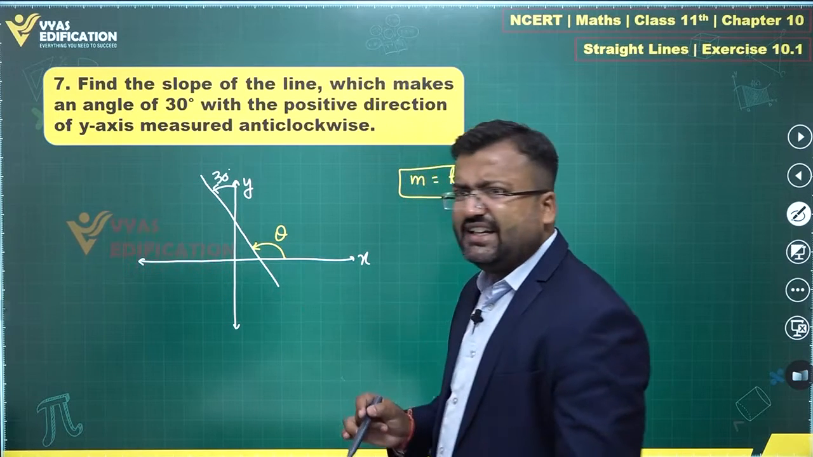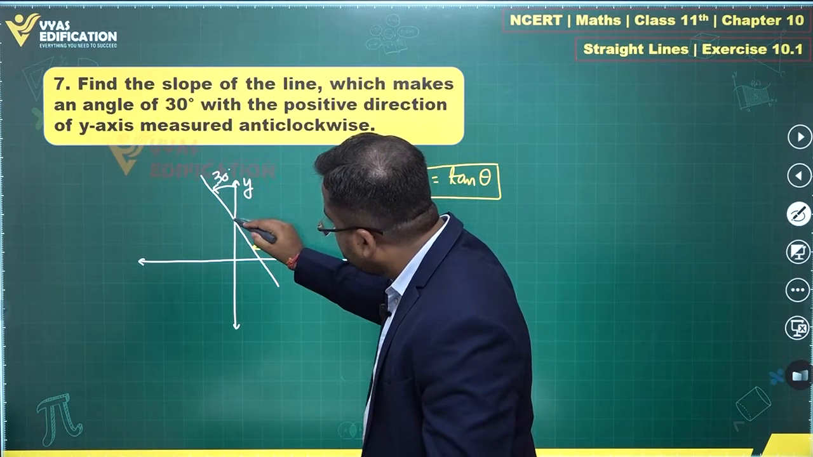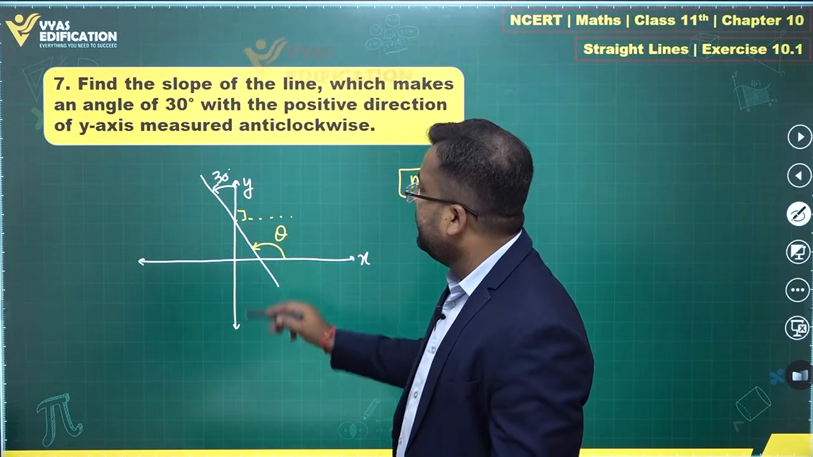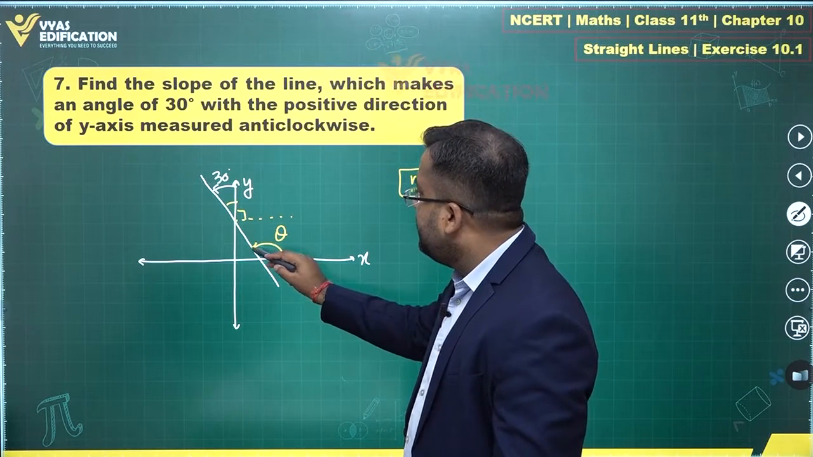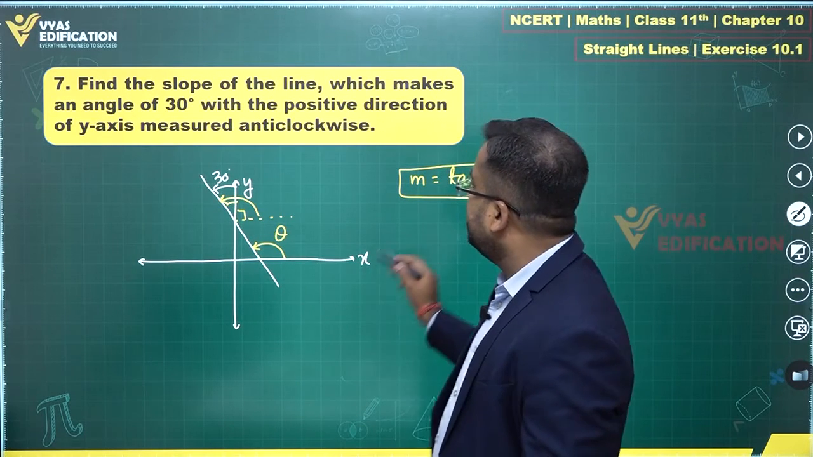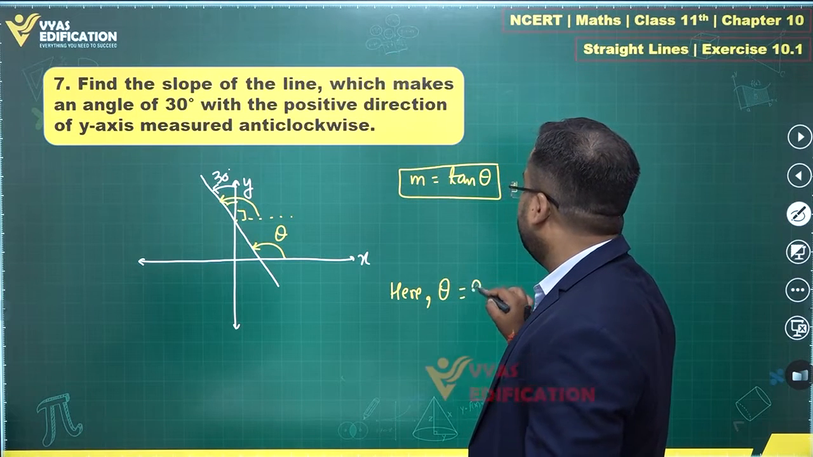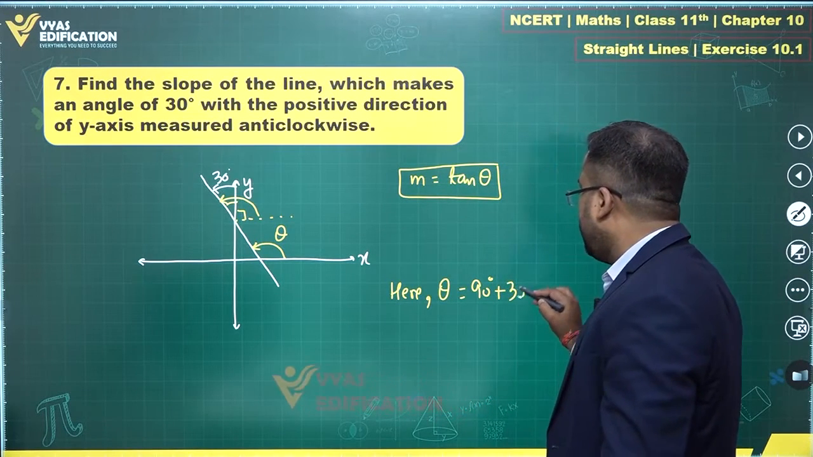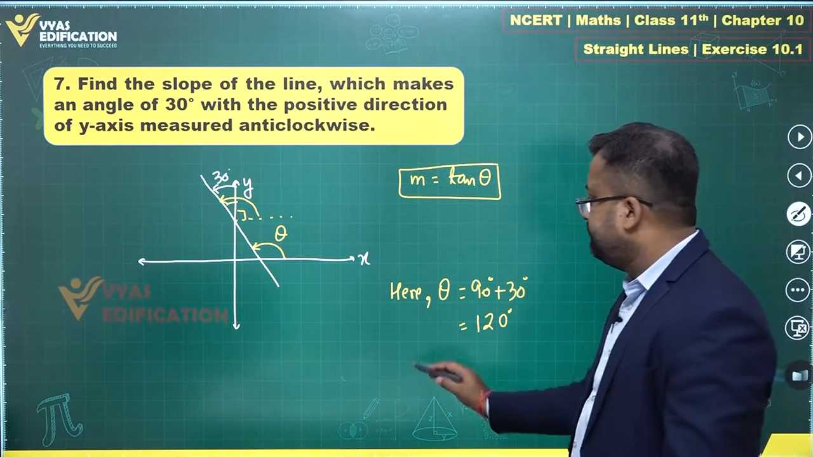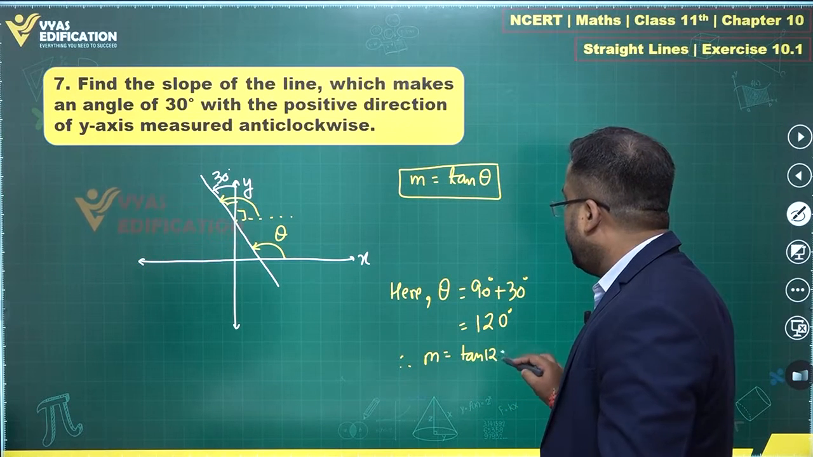Can you find this theta somehow? Yes. Observe that if you draw a line parallel to the x-axis at this level, you get this angle as 90 degrees. You already have this 30 degrees, and this total angle is nothing but theta. So theta is 90 degrees plus 30 degrees, and yes, it is 120 degrees. Therefore, M is equal to tan theta, which is tan 120 degrees.